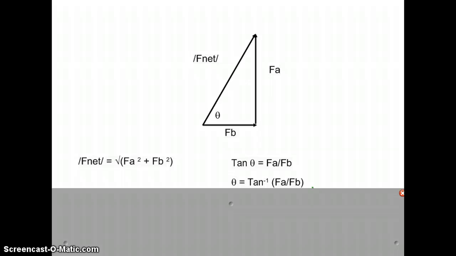Once we reach that point, it's pretty simple to draw upon students' previous knowledge of the Pythagorean theorem to get the magnitude of the resultant force, and to think through the right triangle geometry of the sine, cosine, and tangent function, and specifically the tangent function here to figure out that angle.